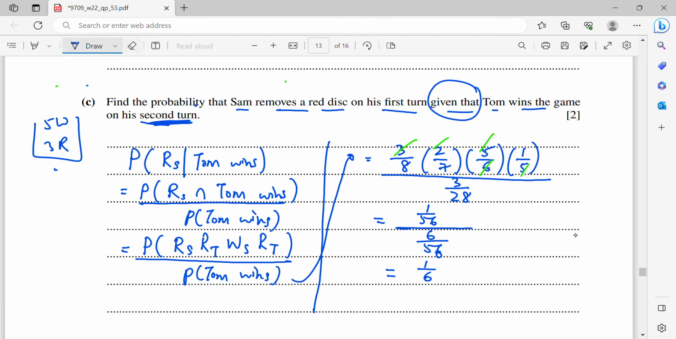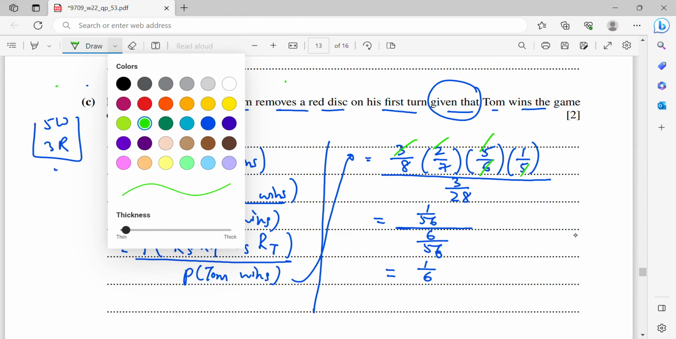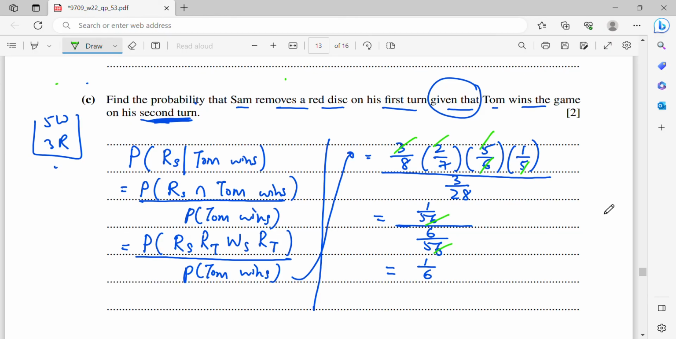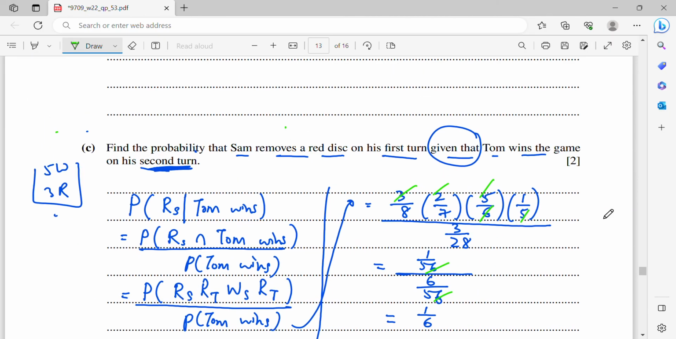Alright, so this is the solution for this part C. Okay, so that's all for this video.